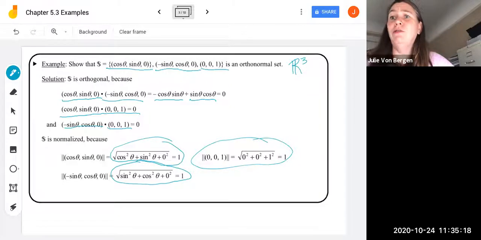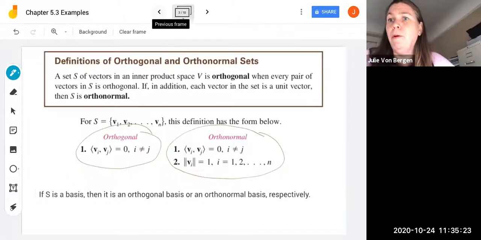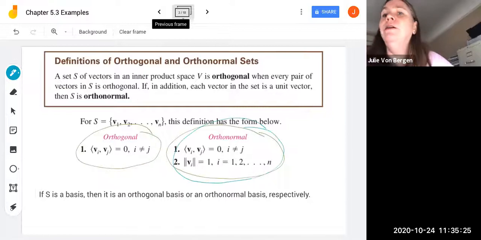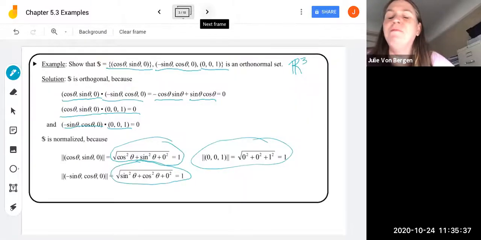So to show that this is an orthonormal set, we went through both properties here for an orthonormal set. We showed the inner product was 0. In this case, the inner product is a dot product because we're in R3. And then we showed the norm of the vectors was 1 for each of the vectors. So if any one of these vectors was a different length, that would be okay to be orthogonal, but then the set wouldn't be an orthonormal set.